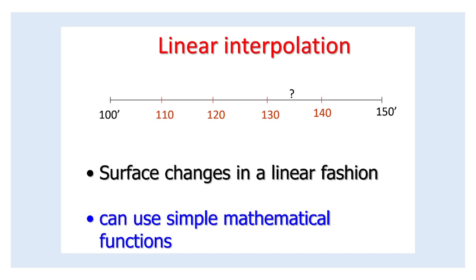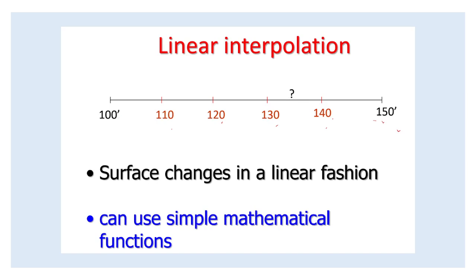Then there is linear interpolation, which we are mostly very familiar with, and you might have also done it. There are two types of interpolation: linear interpolation and non-linear interpolation based on a mathematical function. Here we have an example for the linear. We have 100 feet, then 110, 120, 130, 140, 150, like that. Between 130 and 140, a question mark is kept here.